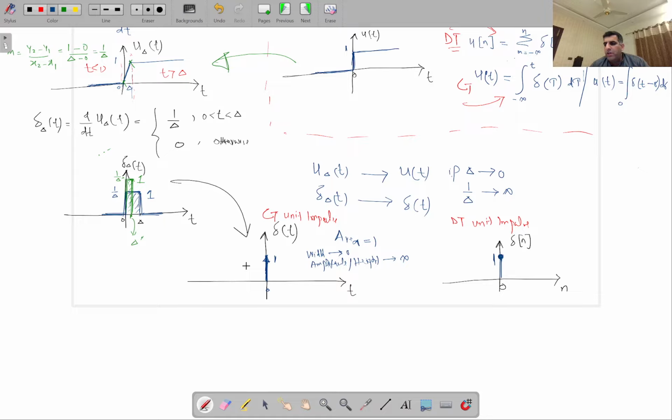Now we are going to look at a few properties of the impulses and unit step signals, and also how we can represent different signals in the form of unit impulse and unit step signals. So we will come to this topic in the next video.